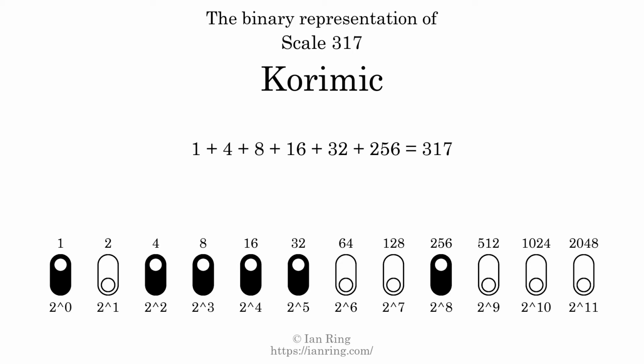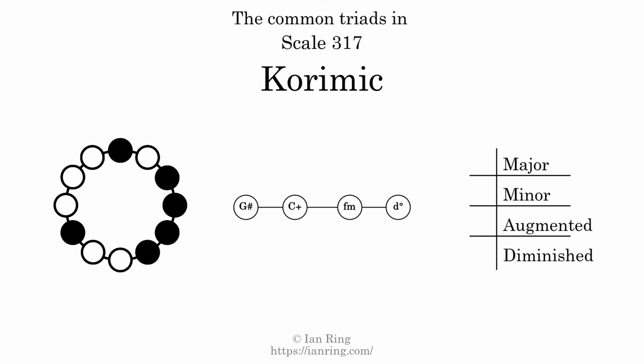The scale number not only enumerates the scale with a unique index, but it also literally describes the tonal content of the scale. Represented as a binary number in base 2, the scale number is 0001001111101. Here are the common triads present in this scale.